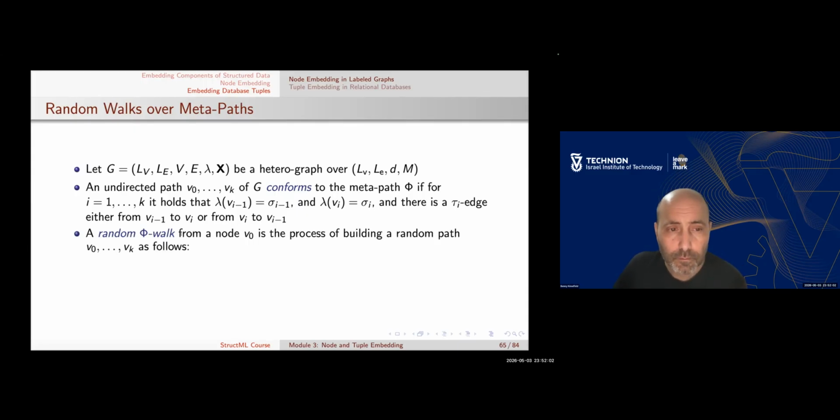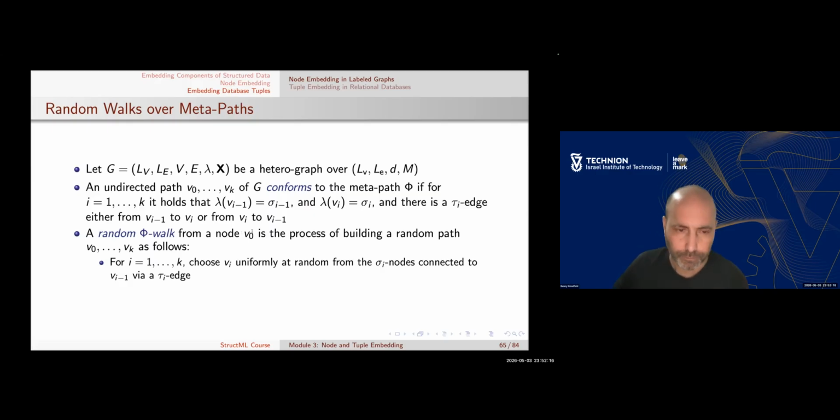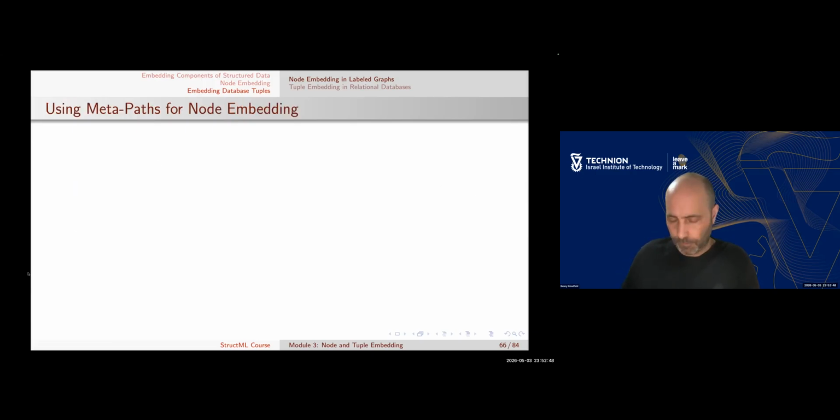Then a random phi walk from a node v_0 is obtained by choosing a random path that conforms to the meta path. We start with v_0, and then for each i, we choose v_i by choosing uniformly at random a sigma_i node connected to v_{i-1}, which we chose previously, through some tau_i edge. So we really follow the path, but whenever we encounter a new edge, we select randomly from our choices. Okay, so here are some ways of using metapaths for node embeddings.